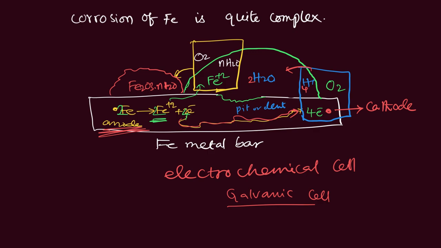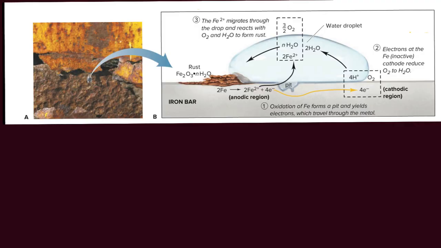Now next step, for those who did not understand the diagram I drew from the textbook: this part is iron and this is the corroded part. This will be given as a mechanism, an iron ball. One place here is called the anodic region. Iron is converted to Fe2+ and 4 electrons. These will travel here, and these 4 electrons and 4 H plus, in the presence of oxygen, which is always adjacent to the water molecule, will form H2O.